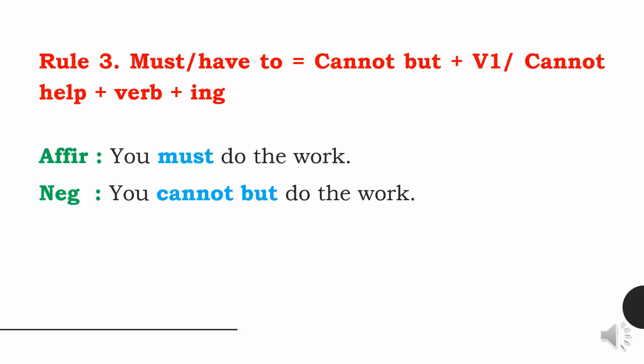Let's make it clear with some examples. You must do the work. Its negative form is you cannot but do the work. Here, instead of must, we just have used cannot but. Then V1, here the main verb is do, so it remains unchanged.